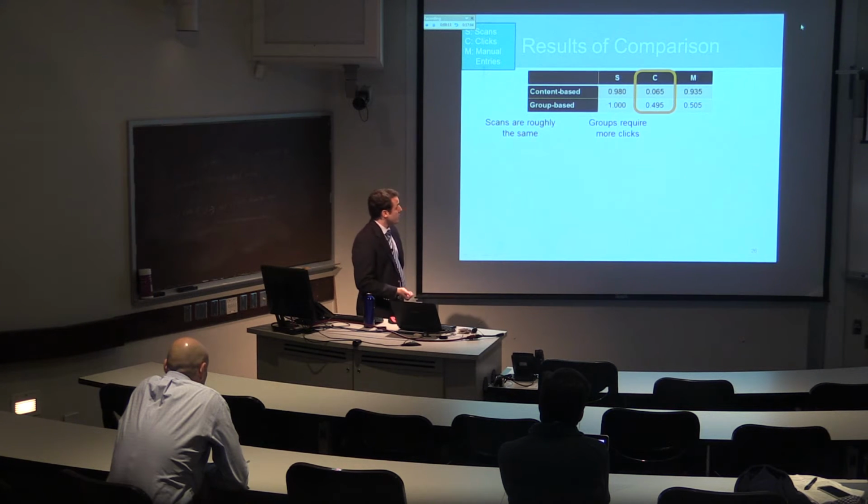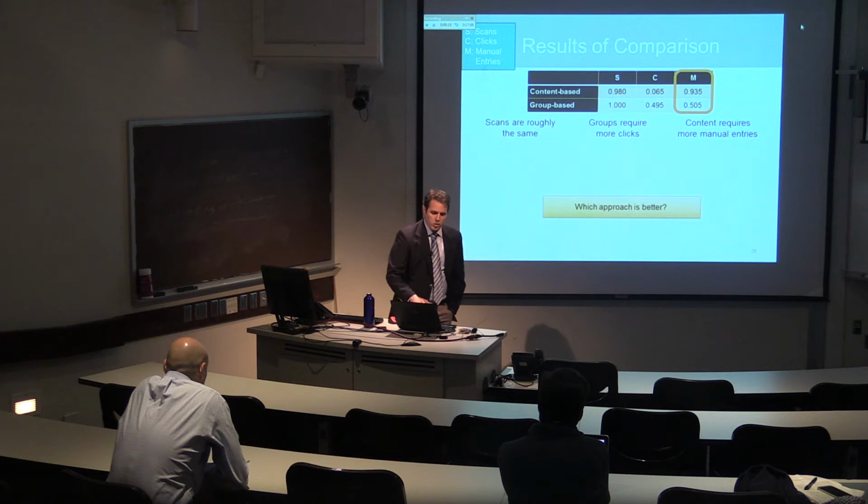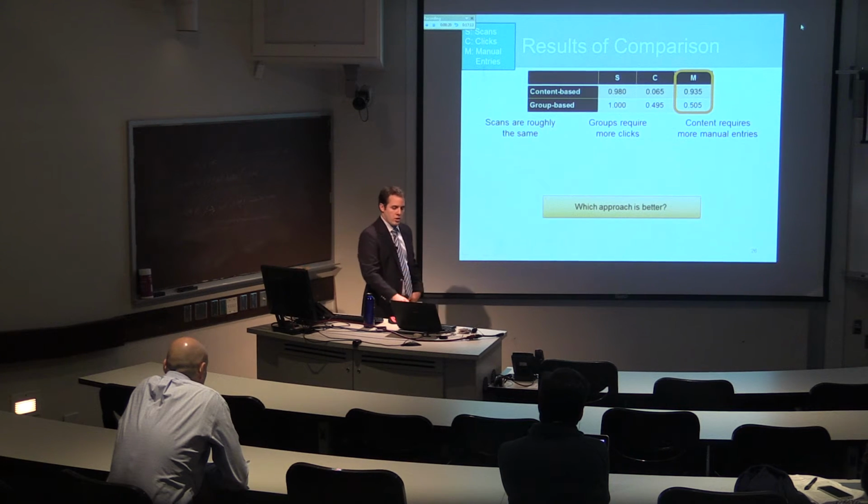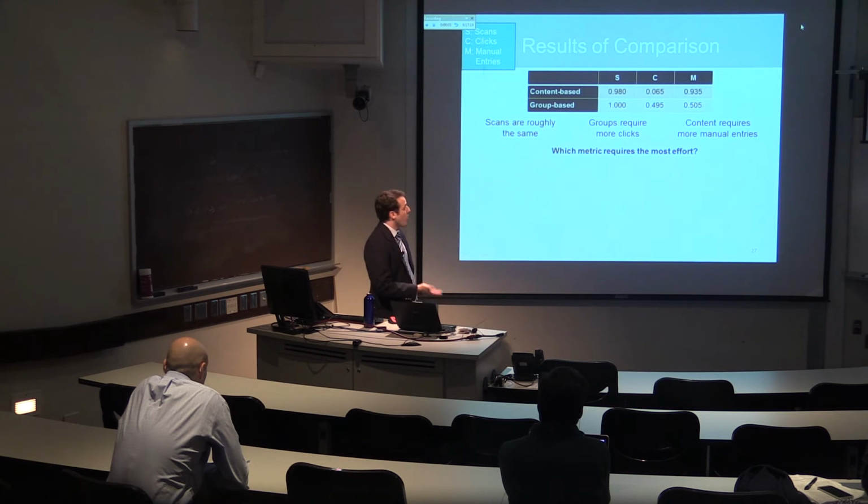Groups require more clicks, and content requires more manual entries. So which approach is better? Well, no approach is better with respect to all metrics, so we really need to know which metric requires the most effort. So to do that, let's take a little bit closer look at what these types of effort actually mean.